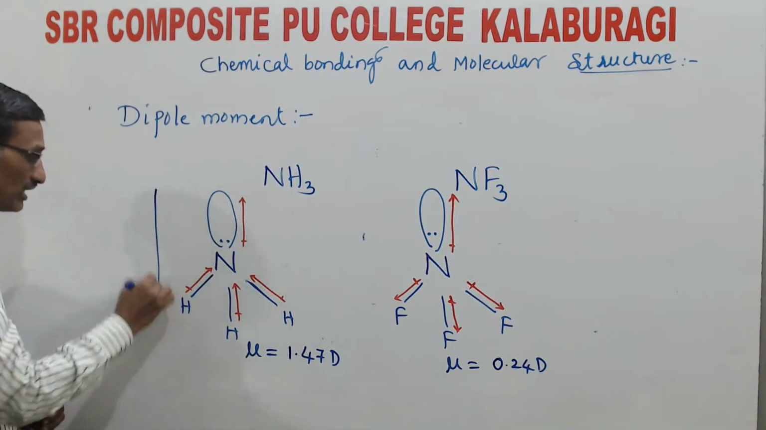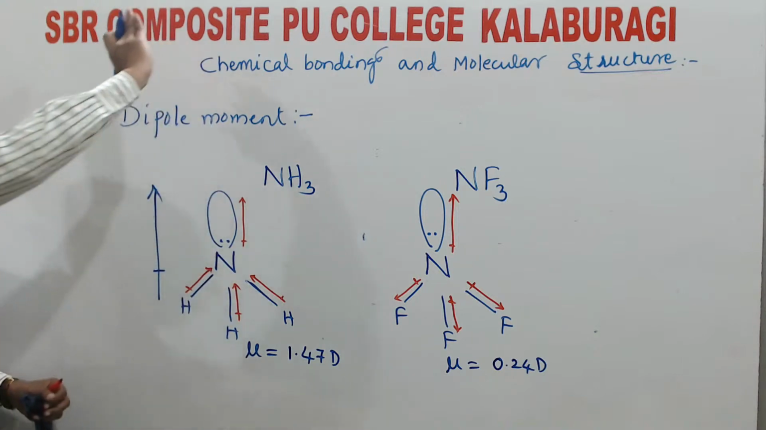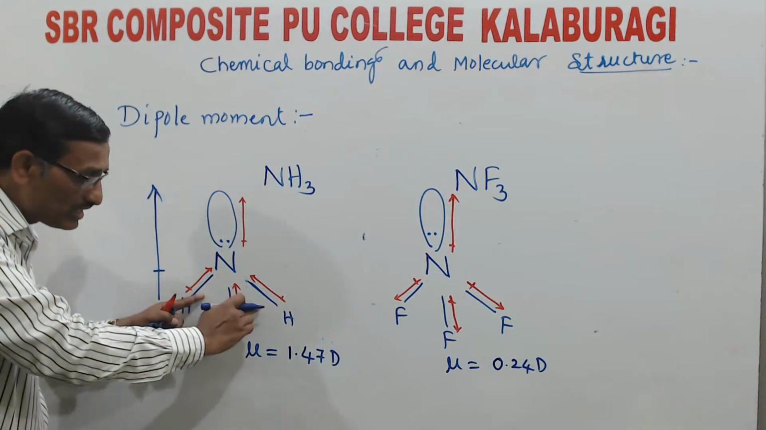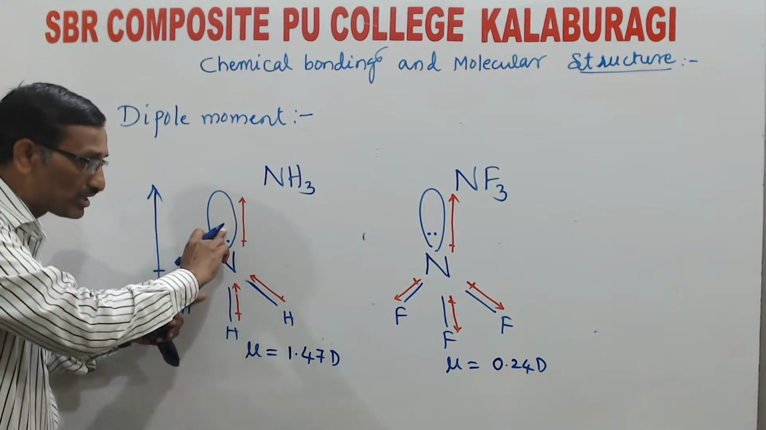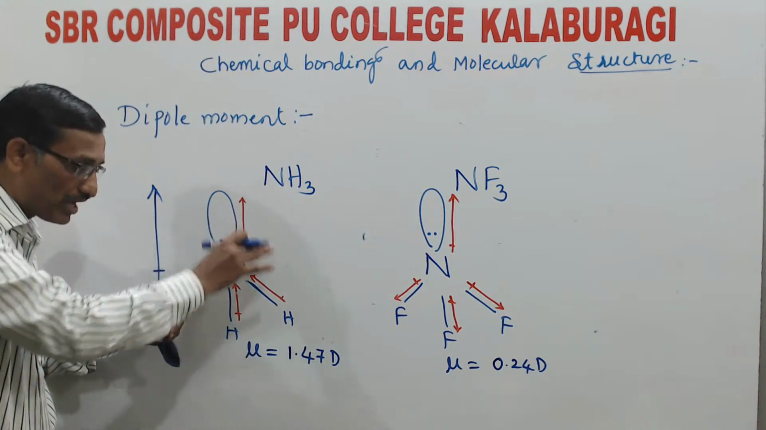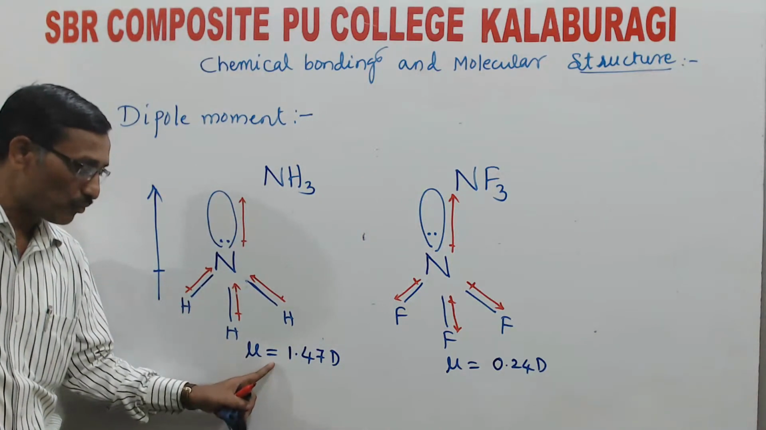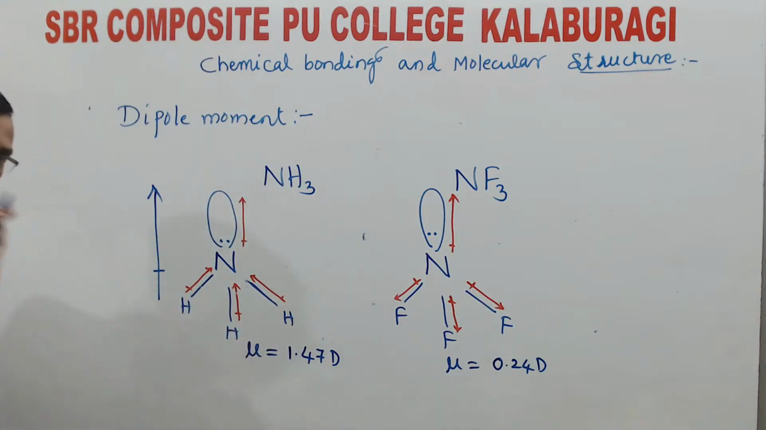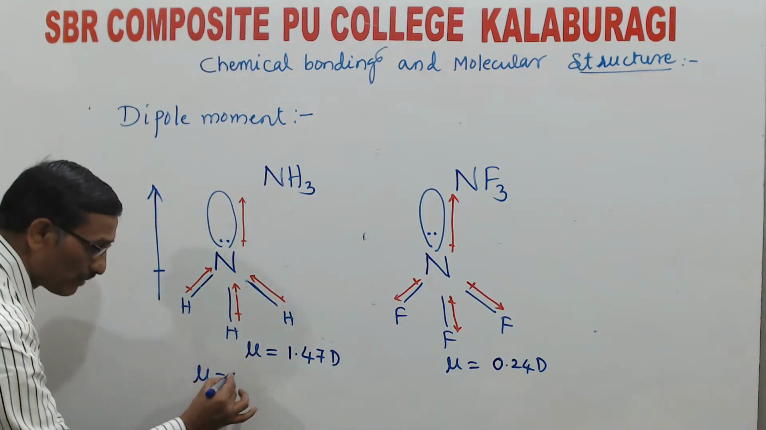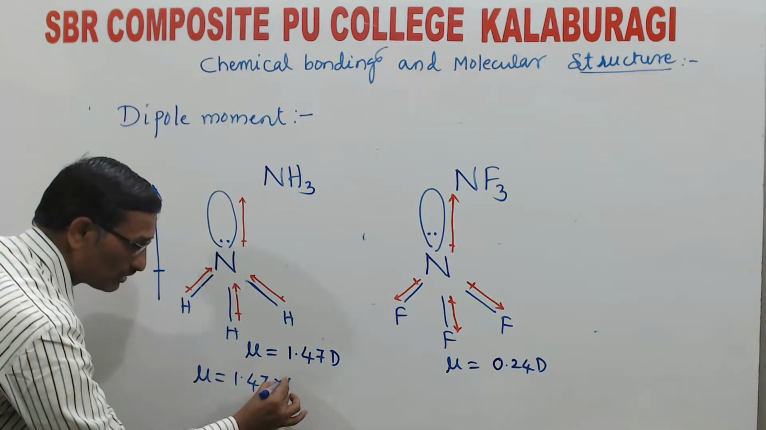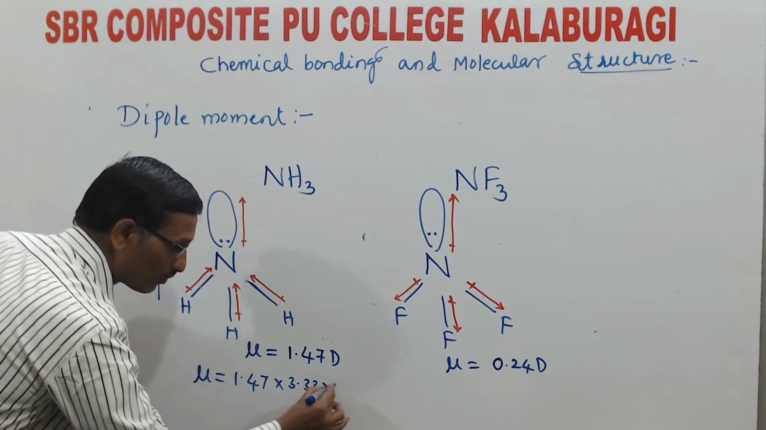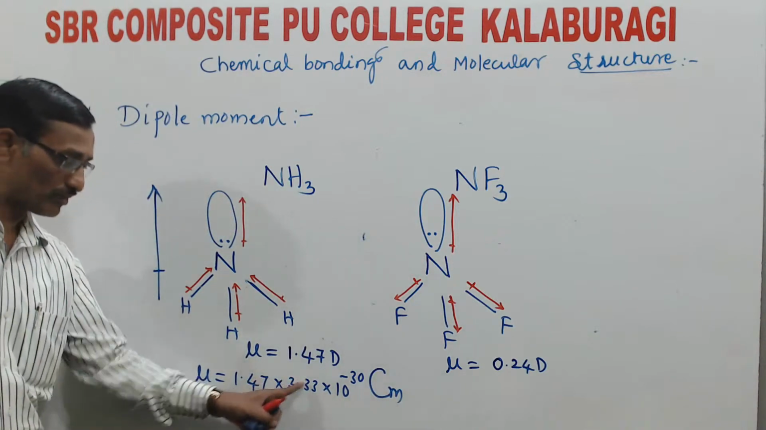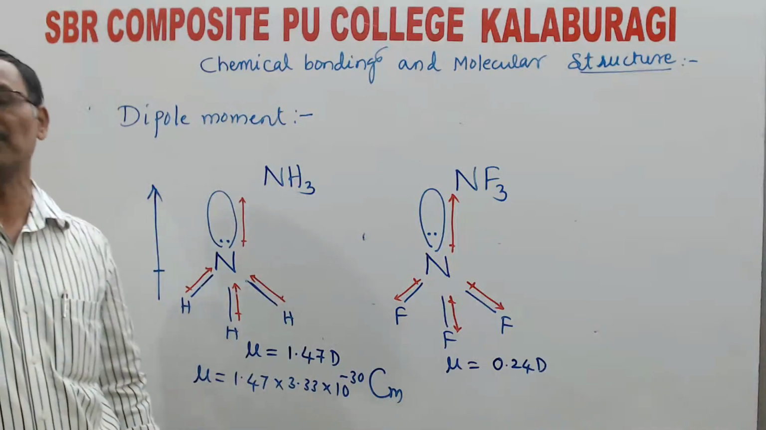Hence, everything gets added in this direction. All three are added along with the orbital dipole due to the presence of the lone pair. Because of that reason, the dipole moment is 1.47 D. Again, for the conversion factor, you just multiply 1.47 by 3.33 into 10 to the power of minus 30 coulomb meter. That is in terms of coulomb meter.